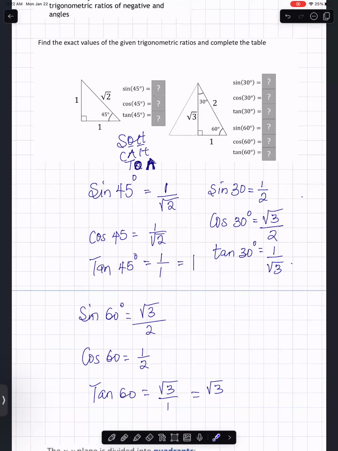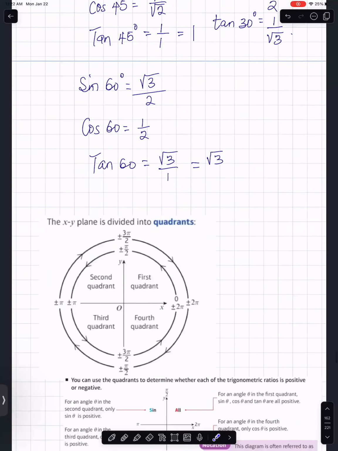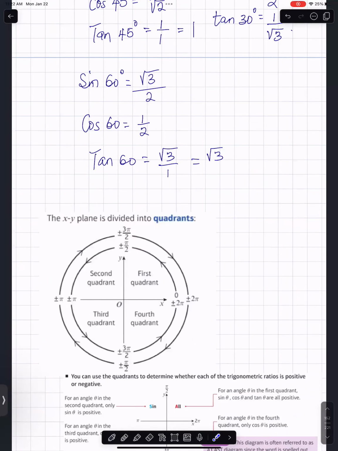So we'll move to our quadrant. We are explaining the principle of quadrant. We are going to have our x and y axis. This is my y axis, okay? And let me draw it out clearly. This is my y axis, and this is my x axis, okay?